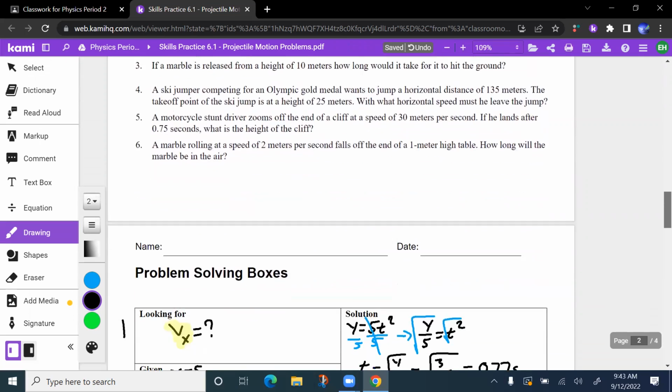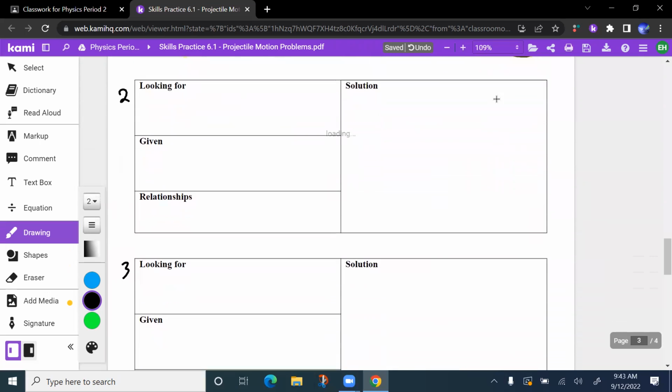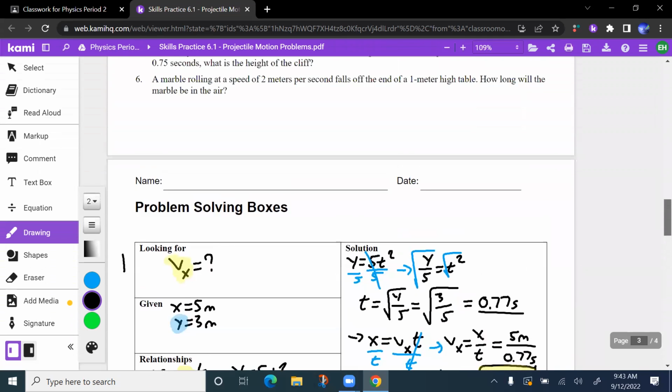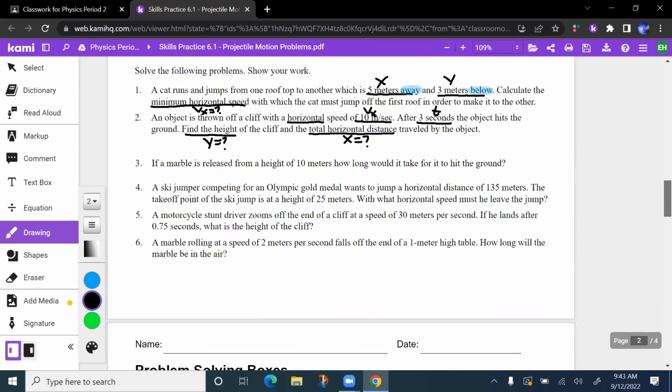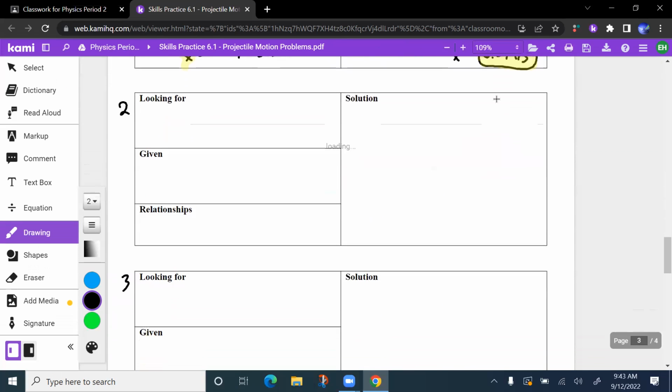Let's go down to problem-solving box number 2 and fill out what we're given. We are given 10 and 3. So we are given 10 meters per second, and we are given 3 seconds. We are looking for x, and we are looking for y. We can use x equals vxt and y equals 5t squared.